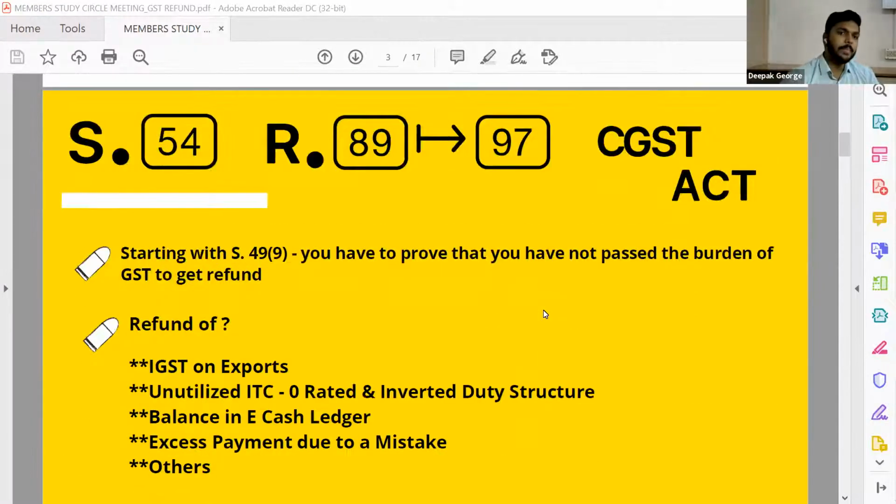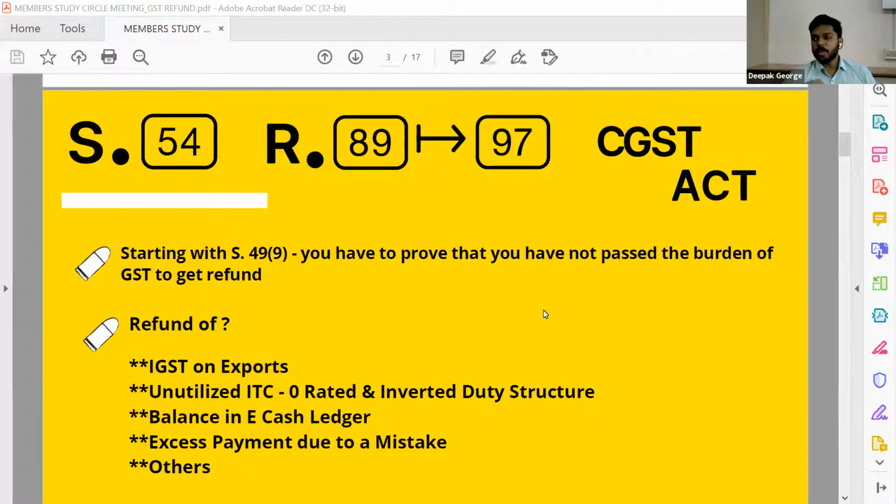So as stated earlier, the mother section of refunds is section 54. You have approximately 12 to 13 subsections under section 54, and you have many clauses and subclauses under that. And the refund forms and procedures are all prescribed in rules 89 right up to 97. And these are all contained in the CGST Act and CGST Rules of 2017.